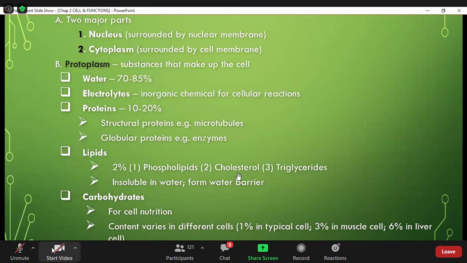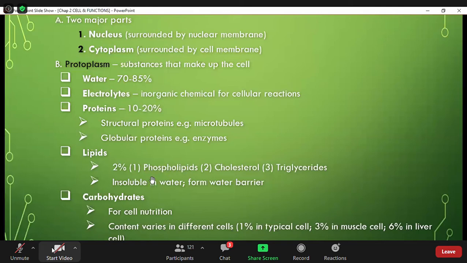But vegetables don't have fat, and vegetables don't have cholesterol, because cholesterol is only found in animals. Your triglycerides is a neutral fat. This is what matters, cholesterol and your triglycerides. They are major contributors to your hypertension later on.